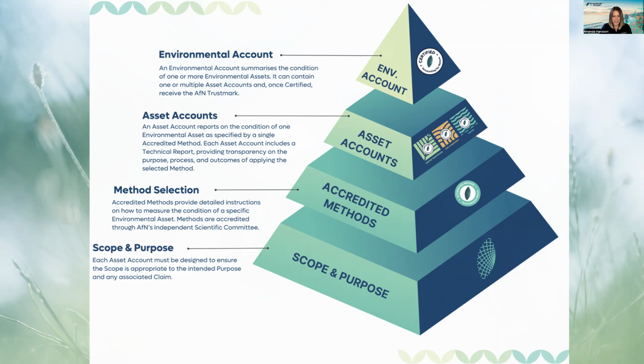Once we have a really clear idea of what that is, we then go and look at accredited methods to understand which methods I should be applying to generate the data that I need for my environmental reporting. Every time you apply an accredited method, you create what is called an asset account. So if you apply one method for vegetation and one method for soil condition, you will generate 2 separate asset accounts, one for vegetation and one for soil. Each of these asset accounts will have its own econ score to communicate the condition of that particular asset.